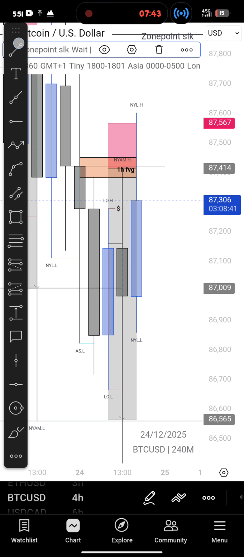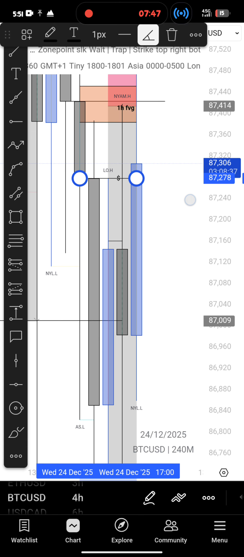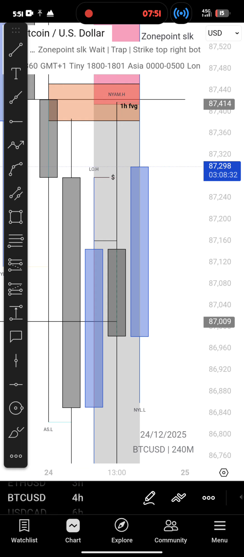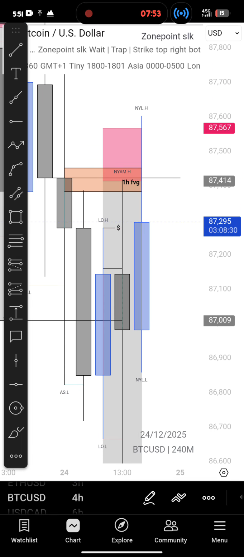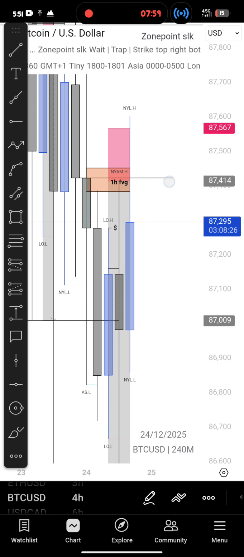Some people will have marked this key level, but if we zoom in very well, you can see that London high actually used that key level, so it's not fresh. London high is our liquidity. So the next key level was what? This OC key level. This OC key level was the next key level.